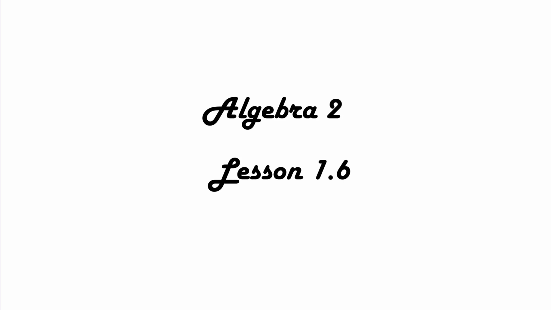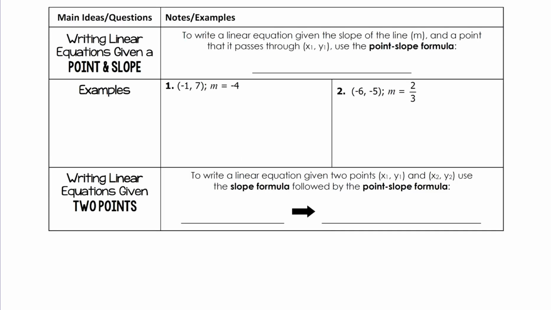So in this lesson we are going to continue on with looking at how different forms of an equation of a line are written. We've done standard form, we've done slope-intercept form, so what we're going to do today is what's called point-slope form.